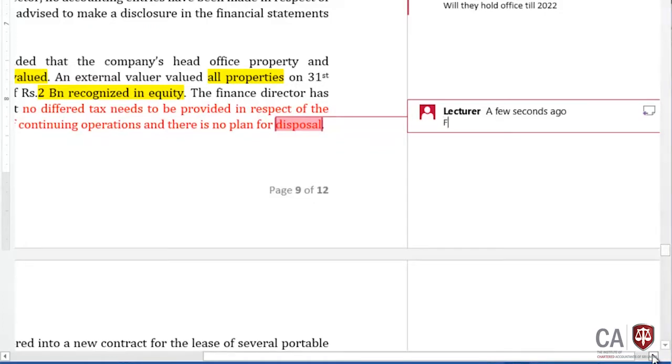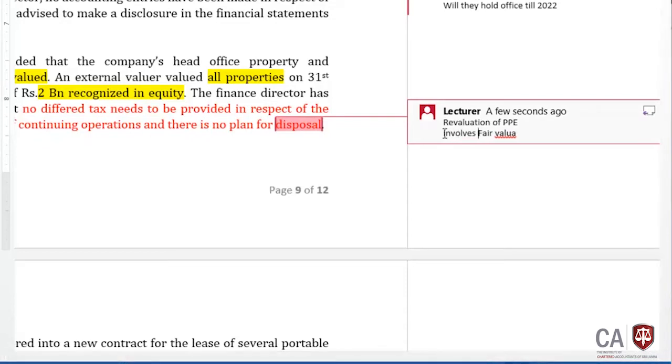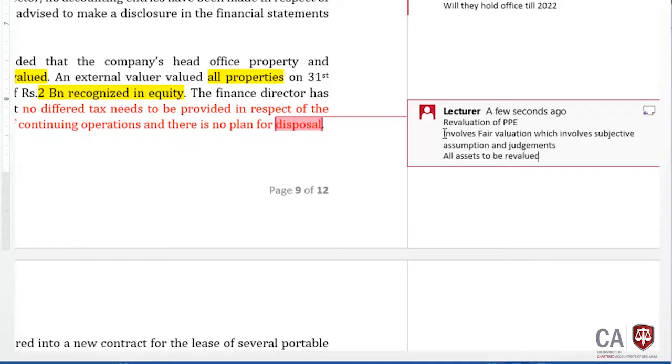So, my third answer would be fair valuation of revaluation of PP. These are simply bullet points where each point can be a sentence you explain. The first point is to say that the revaluation involves fair valuation at the date, which in turn involves subjective assumptions and judgment. Then, according to the standard, all assets in a class have to be revalued, and you cannot pick and choose. They have said that we can check that.